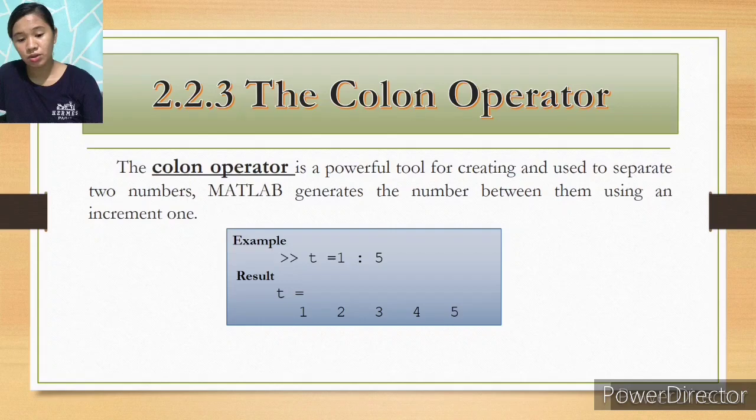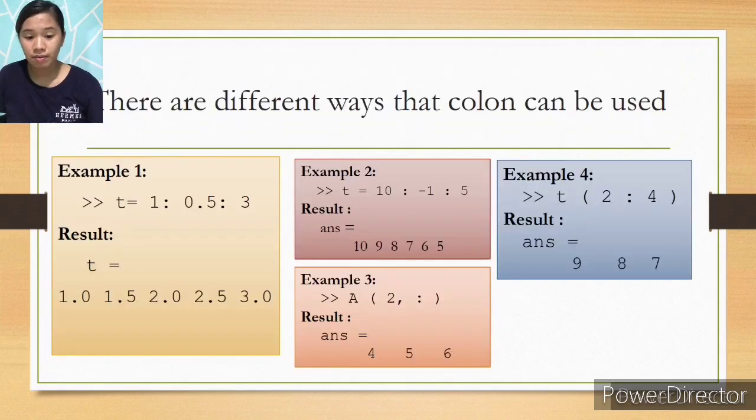If the colons are used to separate three numbers, MATLAB generates the numbers between the first and third number using an increment equal to the second number. So, for example, example 1, we have at the command prompt t = 1:0.5:3. So the result is t = 1.0, 1.5, 2.0, 2.5, and 3.0.